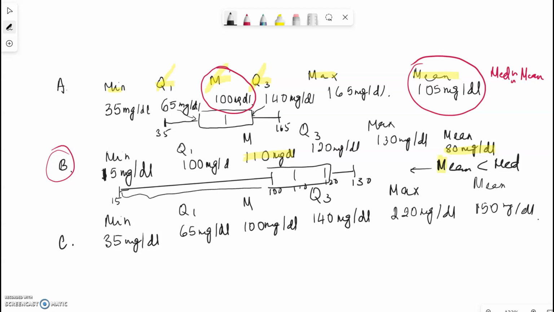Look at this. The difference between Q1 and the minimum is much greater than the difference between Q3 and the maximum. This also indicates a skew to the left. So you could either give this as a reason. The difference between Q1 and the minimum is much larger than the difference between Q3 and the maximum. That's one reason why you could conclude that this is left skewed.